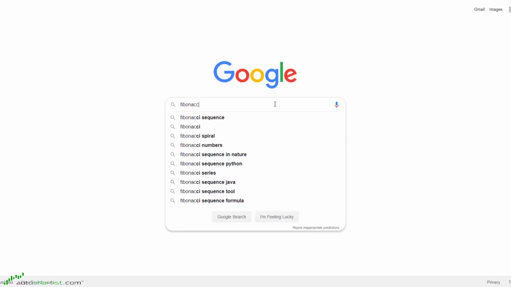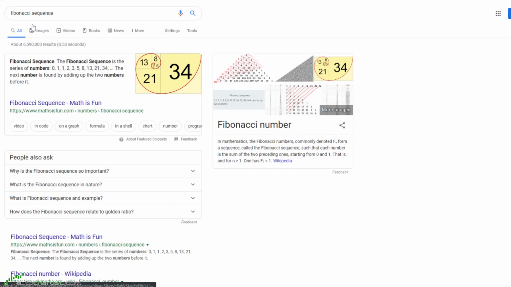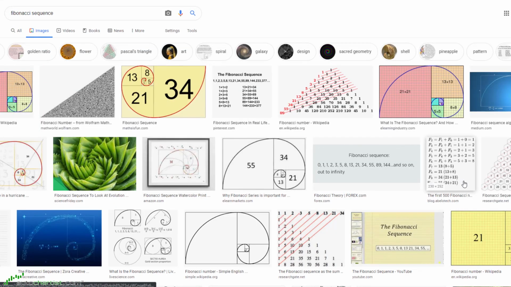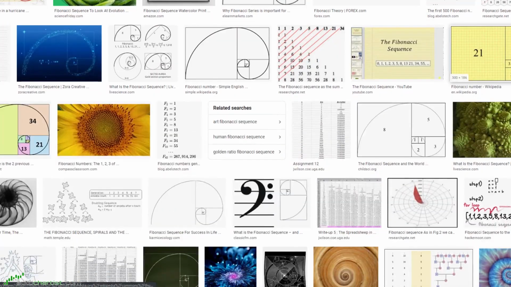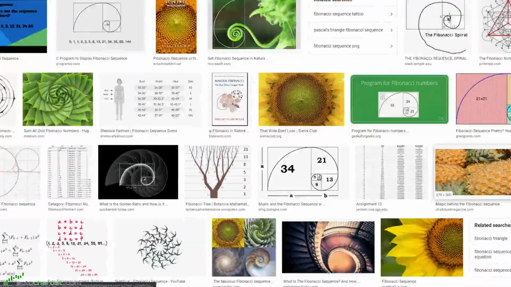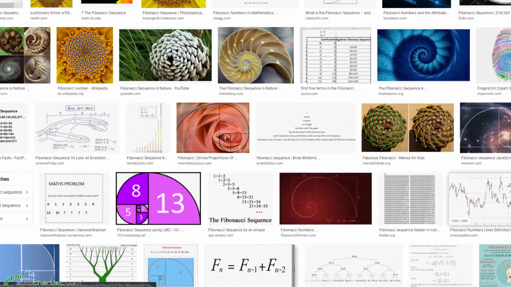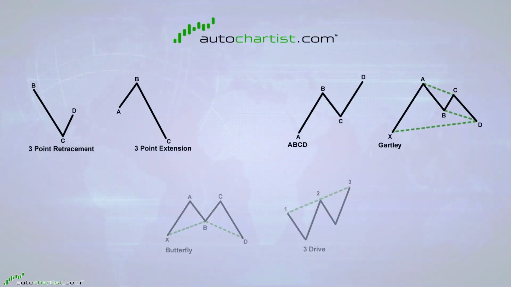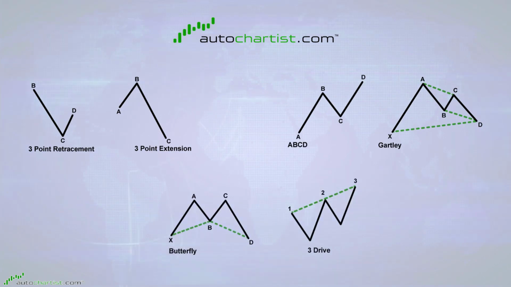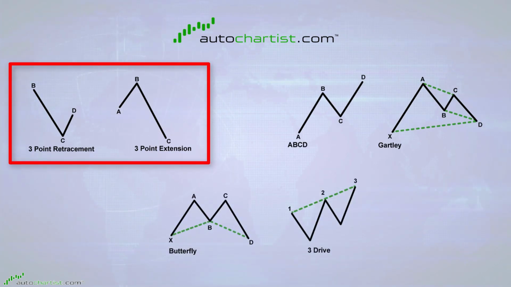If you're interested to know more, there is an absolute mountain of information on the Fibonacci ratio on the internet. For this discussion, however, I will focus less on the mathematics behind it and more on the application of it in your trading. AutoChartist identifies 6 different classes of Fibonacci patterns. The simplest 2 types of patterns are retracements and extensions. These both have 3 turning points, that is, where price graphs make highs or lows.